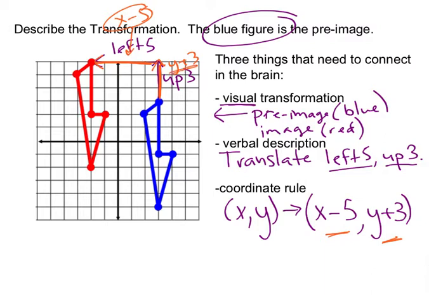You need to connect those 3 things in your brain. The visual, the graph, the picture. The verbal, that's the description using words in English. And the coordinate rule, that's telling you what every point x, y becomes. It becomes x minus 5, y plus 3 in this case.